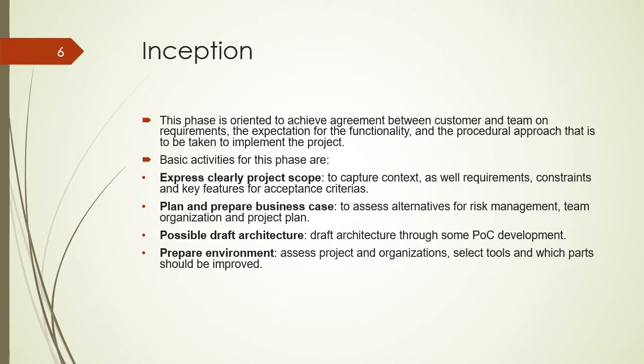Now the basic activities which are included in this phase are: express clearly the project scope, that is to capture the context as well as requirements, constraints and key features for acceptance criteria. That is, you find out what the project is, what the end user wants from the project, what the requirements are, what the constraints are, what the requirements analysis is, and what kind of design the end user wants. That means all the analysis has to be done in this part.